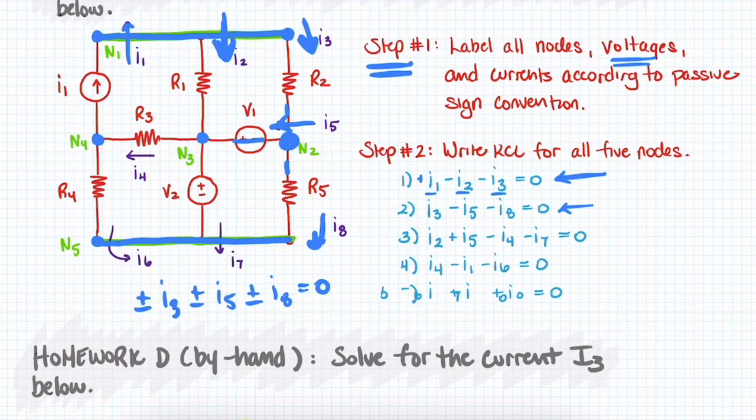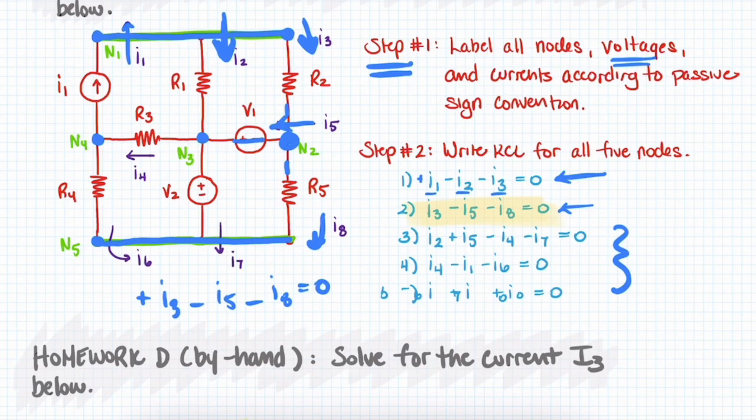Similarly to how we treated KVL, we do need to assume a referential direction. Normally, I'll use flowing into the node as the referential positive direction, but you don't have to. So if we assume that currents flowing into the node are positive, that will give us positive I3, negative I5, and negative I8. And you can see that's pretty similar to what we have written right here. So I'll let you take a look at the rest of these on your own.